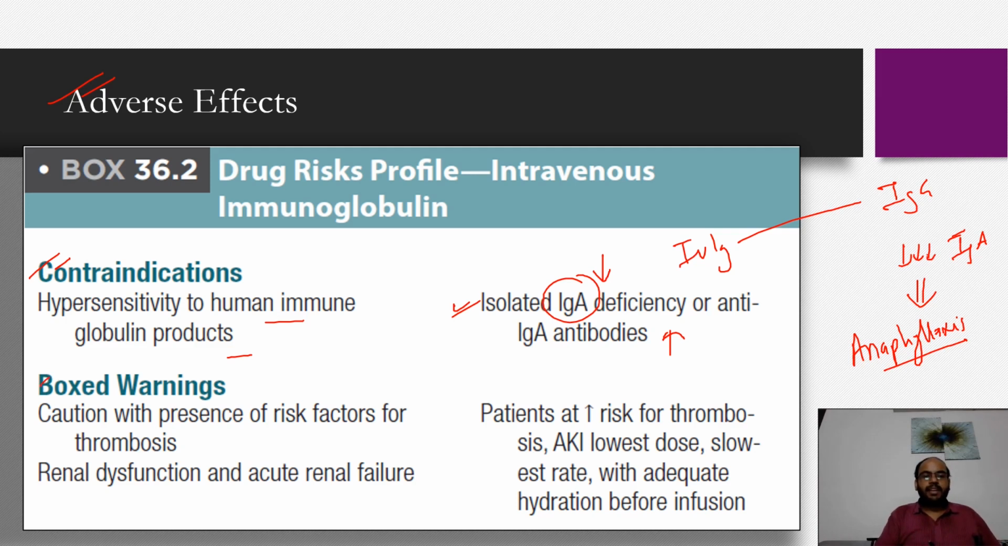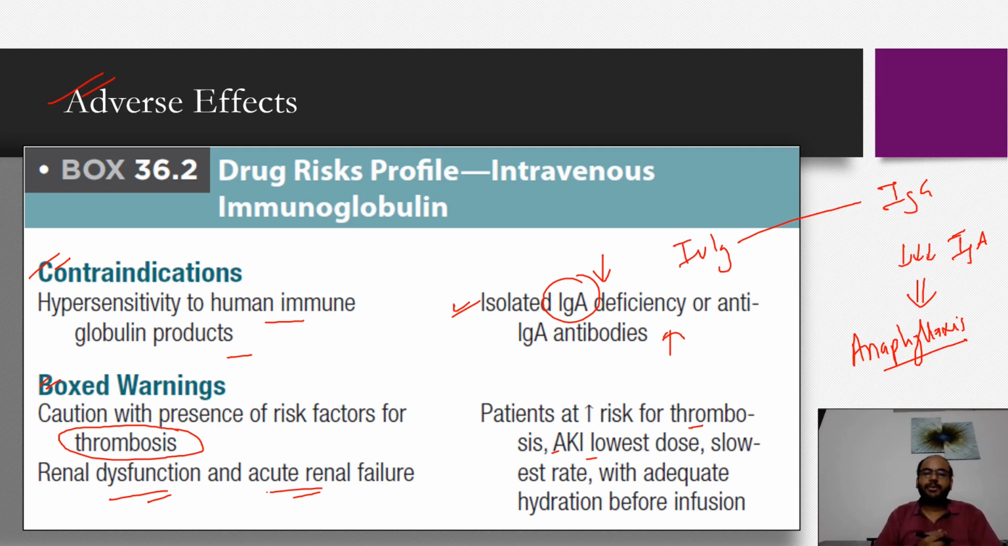The boxed warnings include people who have a risk of thrombosis or renal dysfunction or acute renal failure, or patients at increased risk of thrombosis, AKI, and so on. So if the patient has a risk of thrombosis, let's say a chronic smoker or protein C deficiency and factor V Leiden deficiency and all sorts, patient taking OCPs, if there's a risk factor of thrombosis, do not give IVIg. The thrombus formation is a very important side effect of IVIg.